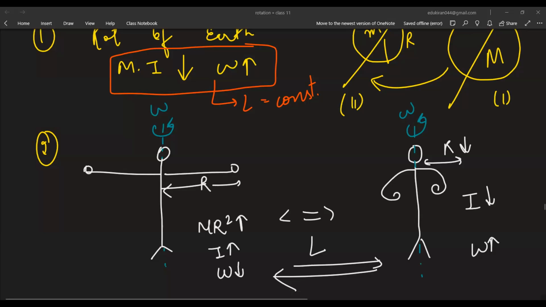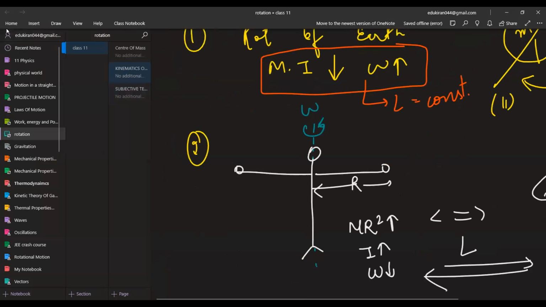Okay, then a few questions practicing from this topic, and then more or less this topic is over. We'll start with rolling motion. That will be the last part of it. Rolling motion we'll start here in this only.